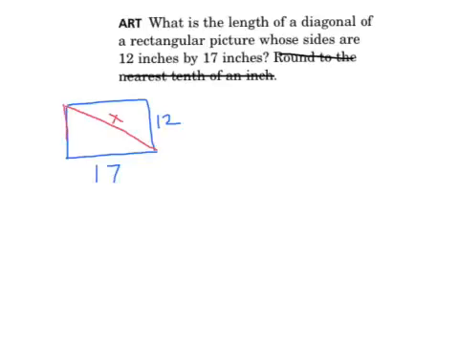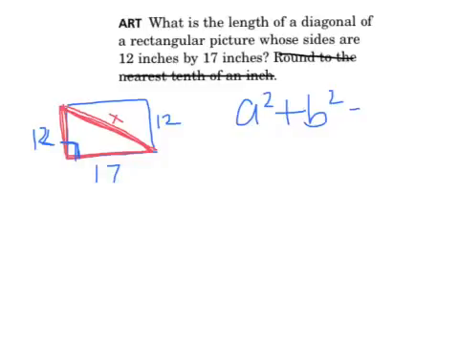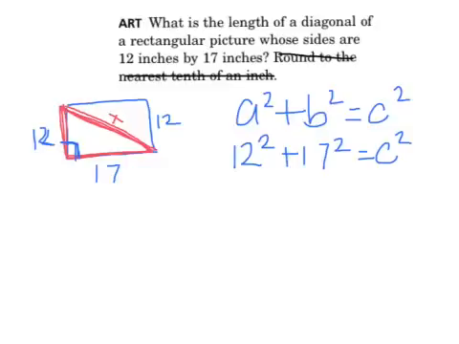And what you can probably see now is that right triangle that we dealt with yesterday. Here I've got my two legs, because this is my right angle, and what I'm finding is the hypotenuse. So now that we have our picture, let's just do what we did yesterday. a squared plus b squared equals c squared. We're going to plug in our 12 and our 17, and it's going to equal the hypotenuse.